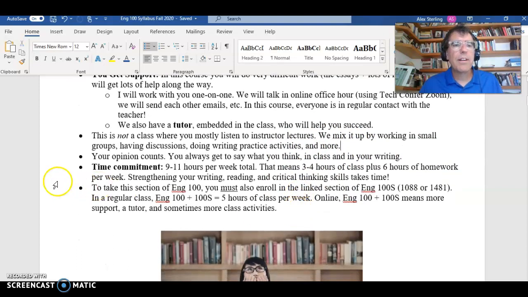However, English 100 is a big time commitment. You need to budget 9 to 11 hours per week for this one course. That means about 3 or 4 hours each week for the modules, which is the class element, and then 6 hours a week for homework. So 3 or 4 hours a week for class, 6 hours a week for homework. It'll vary some, but it is a big commitment, so you need to make sure that you have the time.